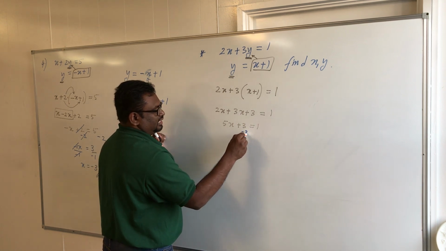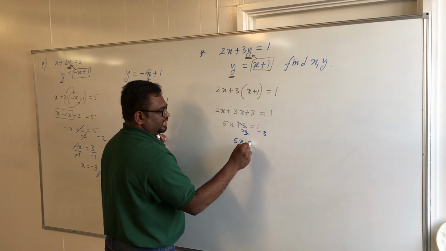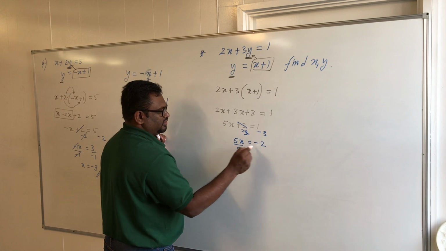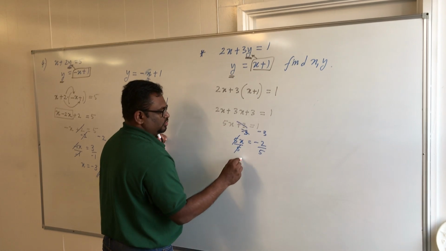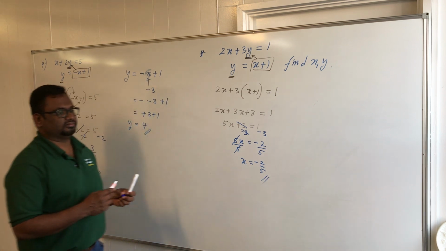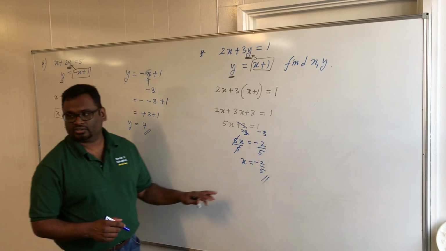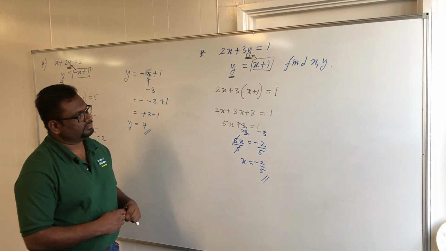So you minus 3 here, so these two will cancel. So 5x is equal to minus 2. You divide by 5, you divide by 5. Cancel these together. x is equal to minus 2 divided by 5. Okay. So now once you have the x value, what do you do?